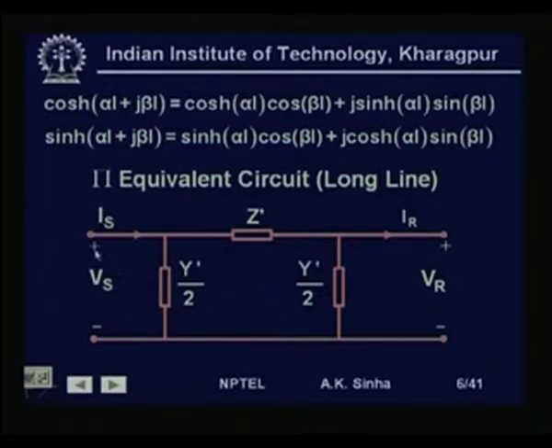Now, this is the pi model where we have V s the sending end voltage, I s the sending end current, V r the receiving end voltage, I r the receiving end current, Z dash is the series impedance of the line, and the total shunt admittance Y dash is divided into two parts, Y dash by 2 at the sending end and Y dash by 2 at the receiving end. This is the pi equivalent model for the long line. Now, we need to find out these values of Z dash and Y dash for making this model complete.